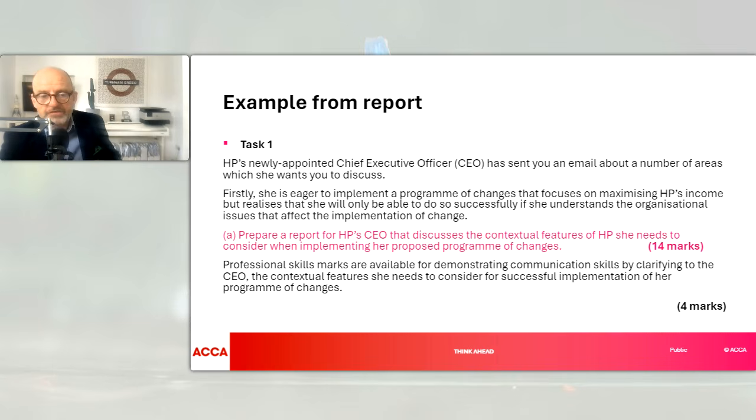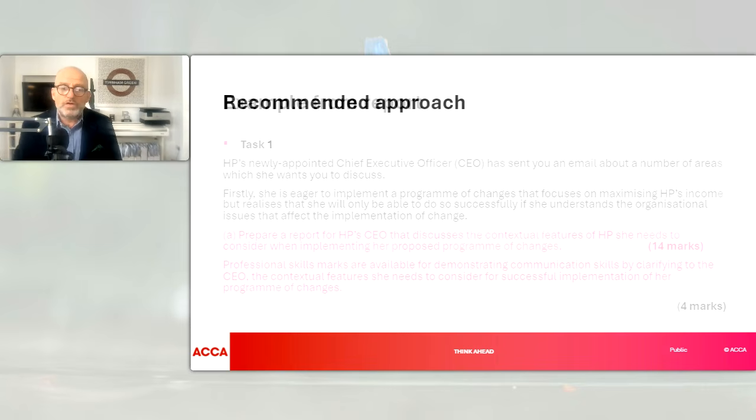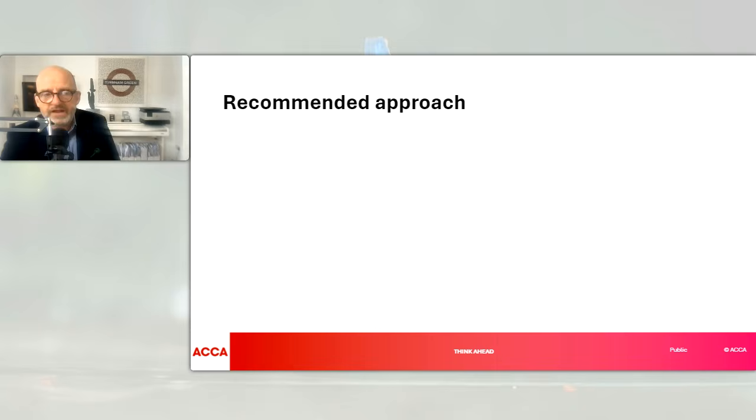So what are the features of historic palaces she needs to consider when implementing her proposed changes? And you were given professional skills marks for communication by clarifying the contextual features she needs to consider. So in case you didn't get it, in the requirements for 14 marks, it is doubled up in the professional skills, contextual features. Yep. So if I was to give you a brief indication how you would deal with a question like this, well, what you would be doing, you would be thinking contextual features.